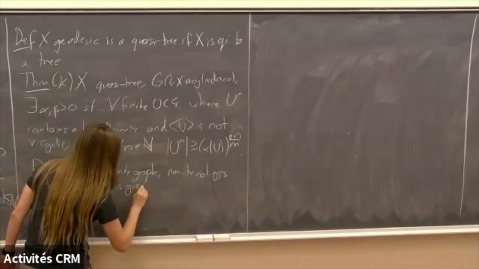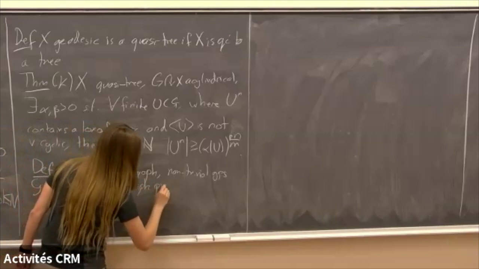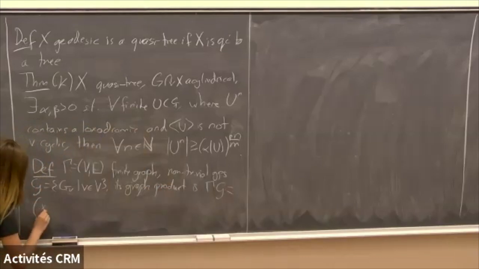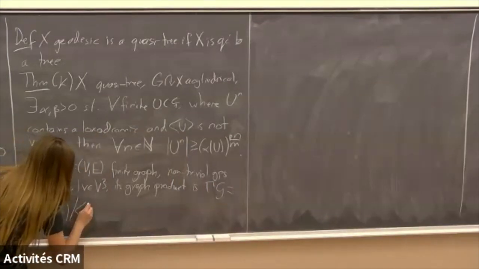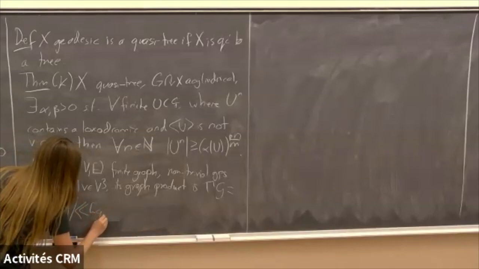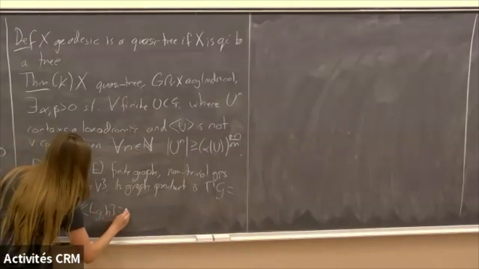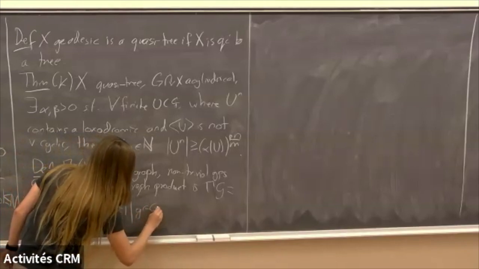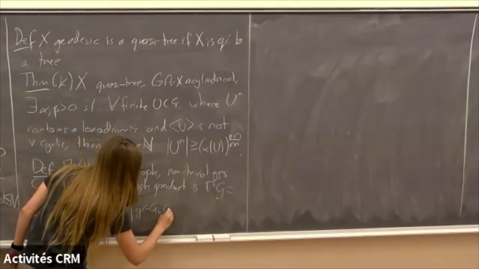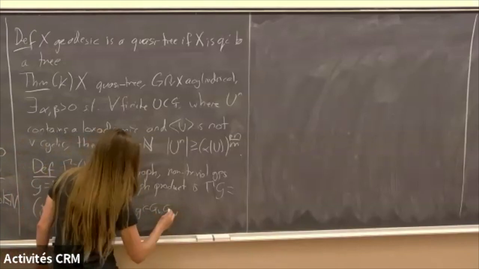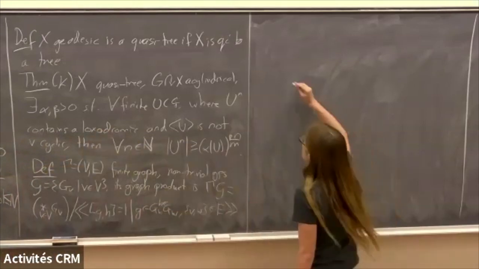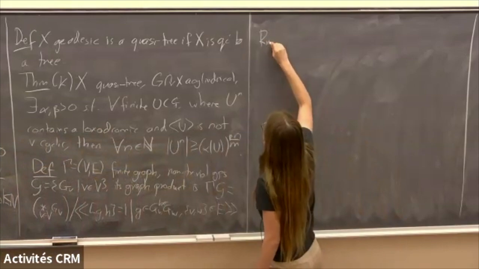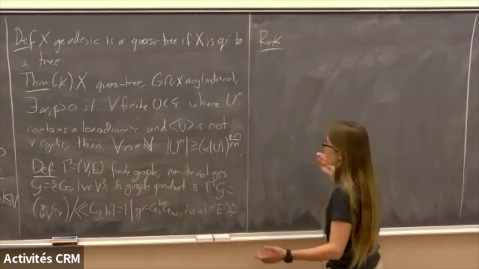Then its graph product is the following. Basically, it's just the free product of all of these vertex groups, plus the relations that two elements commute if they lie in different vertex groups, and there's an edge between those vertices. So a very easy observation is this generalizes right-angled Artin groups.